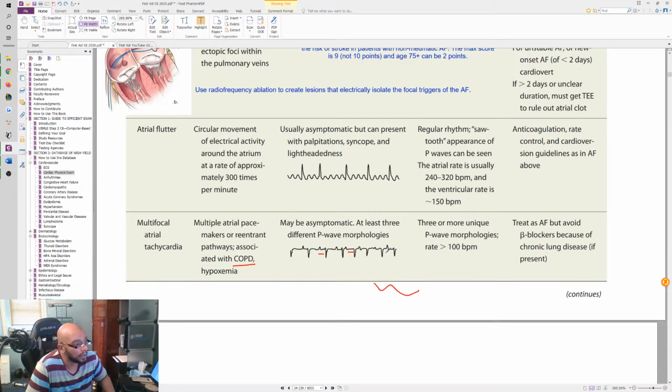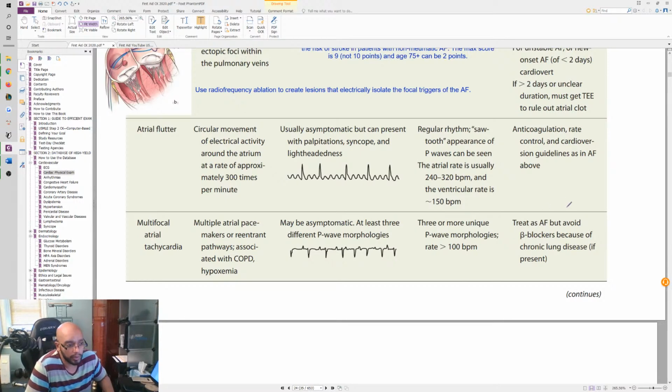And then look at this one right here. And this is a very normal looking one. And so we just found 3 different ones right there. And that's the main thing they're kind of trying to show you here, right? Multifocal atrial tachycardia. 3 or more unique P-wave morphologies and a heart rate of more than 100 beats per minute.